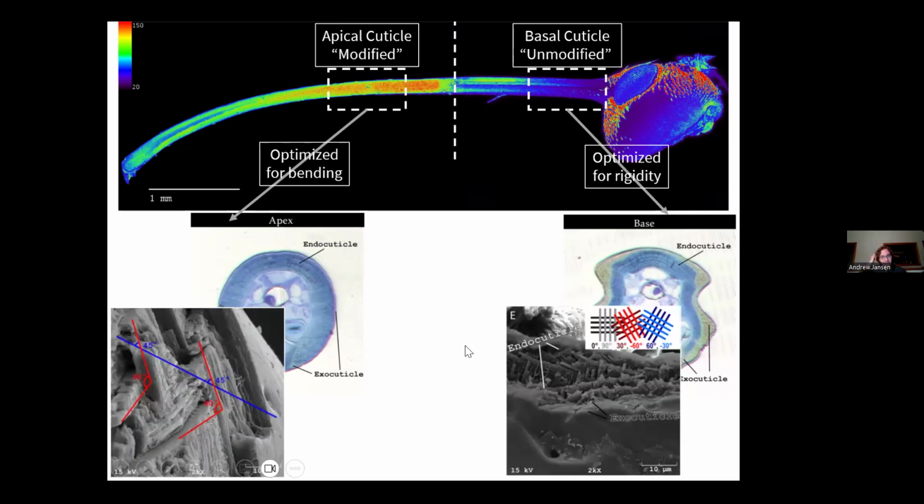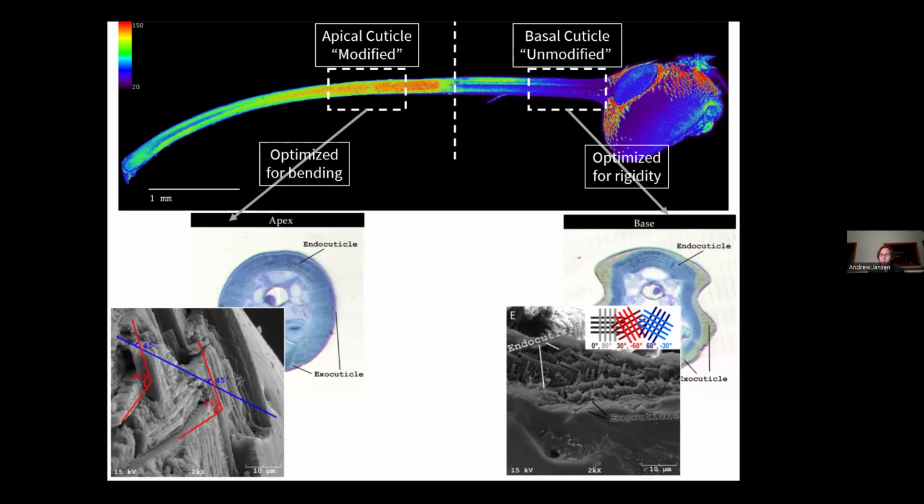In addition to this, if you look at the endocuticle, there are effects from the direction that the fibers face. So these large bundles of chitin are called anisotropic. They are much stiffer along the direction of the fiber than in the off-axis direction. So, kind of back up here a little bit.